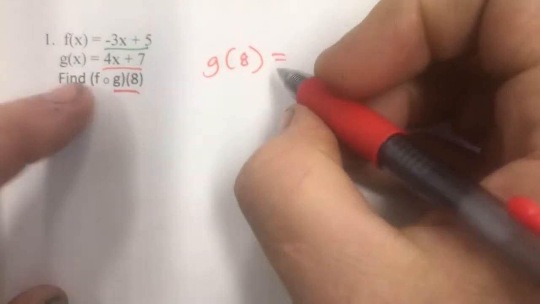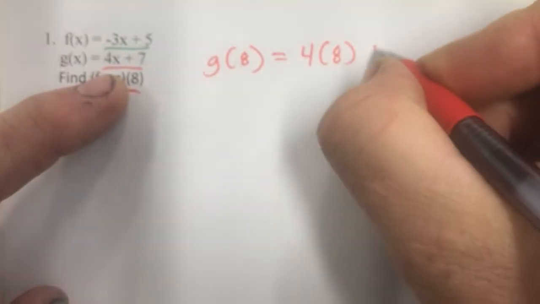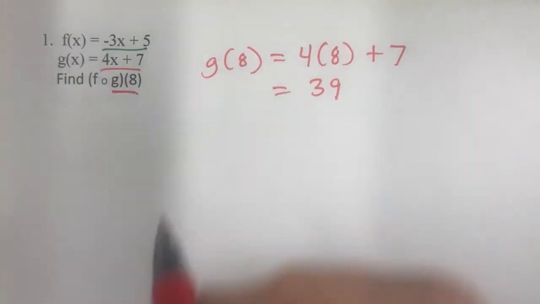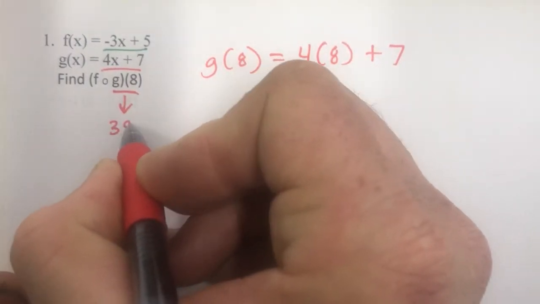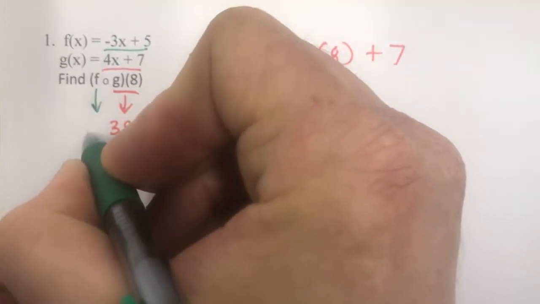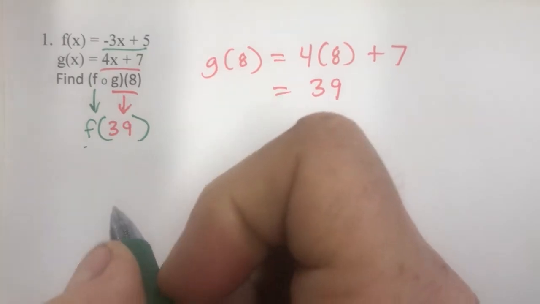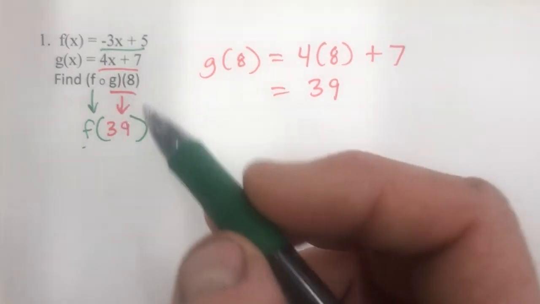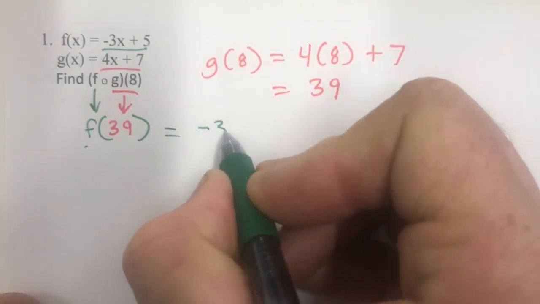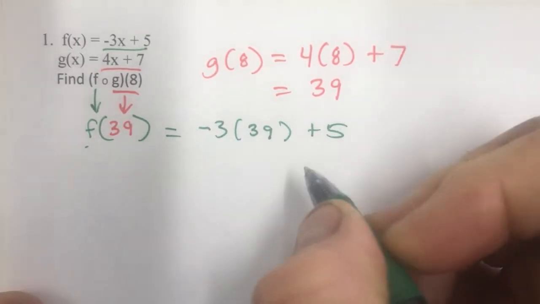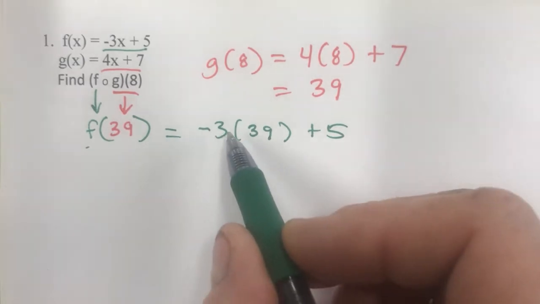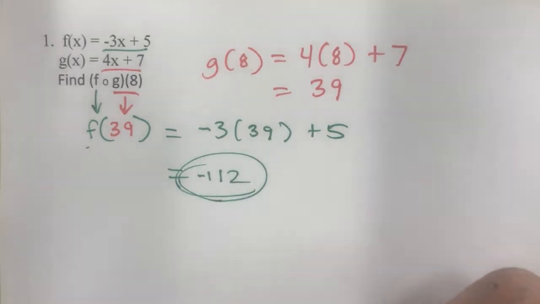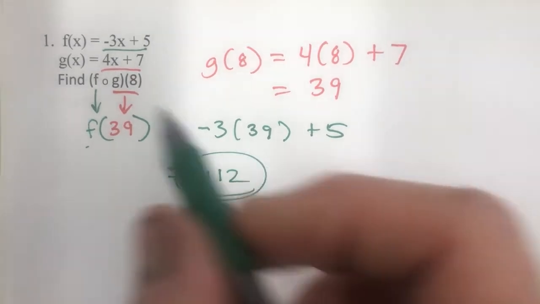I'm going to put 8 in the g function, so I get 4 times 8 plus 7. That's 32 plus 7, which is 39. So g of 8 is 39. Now my f comes down here, and I'm going to do f of that answer of the g of 8. So I'm doing a function of a function value. I'm going to do f of 39, so I put 39 up here. So I'm going to do negative 3 times 39 plus 5. That's negative 117 plus 5, negative 112. That would be my answer. So that's f of g of 8.